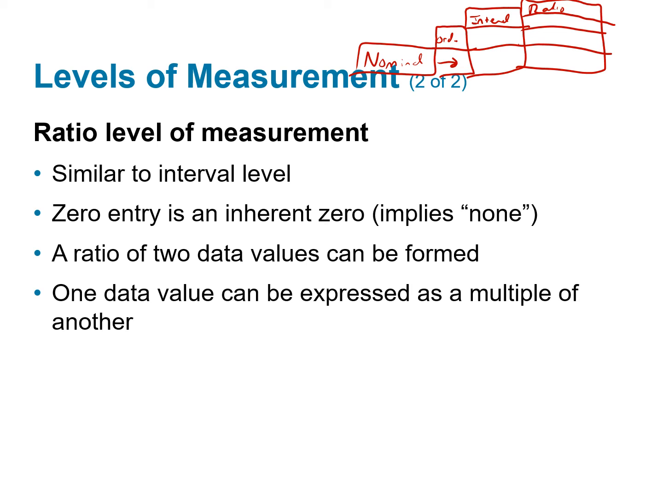The difference between interval and ratio is what 0 means. So remember, with the interval level of measurement, 0 is just a position on the scale. With the ratio level of measurement, 0 means none. 0 is an inherent 0. So 0 means none on the ratio level of measurement. And this lets us form a ratio of two data values and express one as a multiple of another.